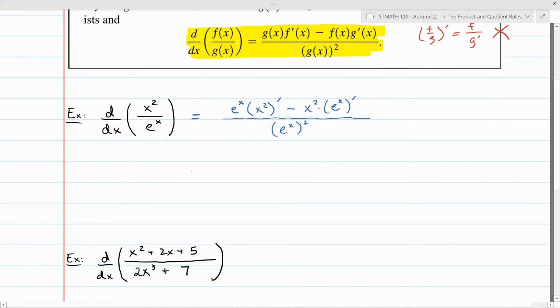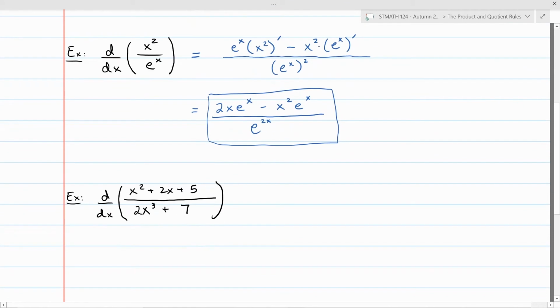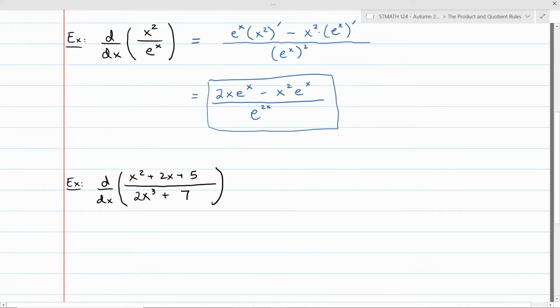And so then if you calculate those derivatives that still need to be calculated, in the numerator, you get e to the x times 2x, which I can just write as 2x e to the x, minus x squared times the derivative of e to the x, which is e to the x, so you get just e to the x. And when you square e to the x, you can write that as e to the 2x. And I don't see any reason to manipulate that any further. The derivative is computed, and there you have it.